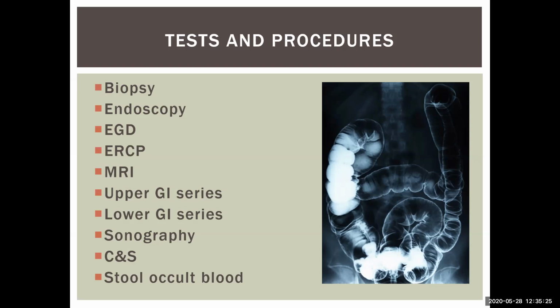And then sonography would be using ultrasound, so it's our least invasive. And then CNS is a culture and sensitivity, taking a sample of something and looking to see what it grows out, bacteria-wise or fungal-wise. And what we call stool occult blood would be where we're looking to see if there's a presence of blood in the stool. And we often will do that times three, because you can have one piece of stool that doesn't have blood, but another piece may.